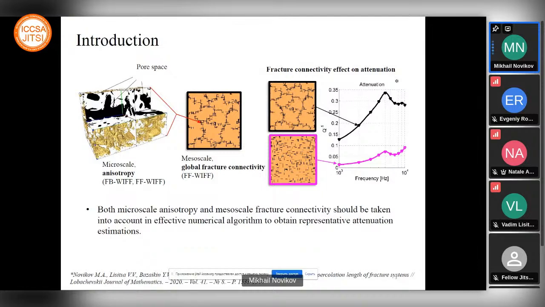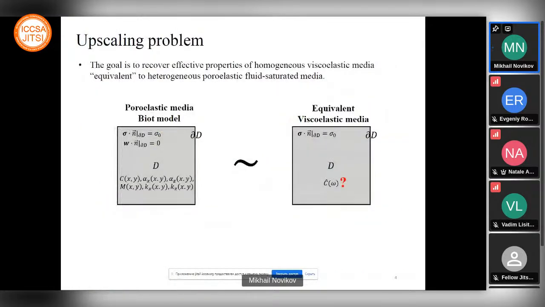So it all challenges us with the creation of effective algorithms to obtain representative attenuation estimations. So our algorithm of seismic attenuation estimation is based on the upscaling problem. By upscaling, we mean the recovery, the reconstruction of some equivalent viscoelastic media equivalent to a given poroelastic media.